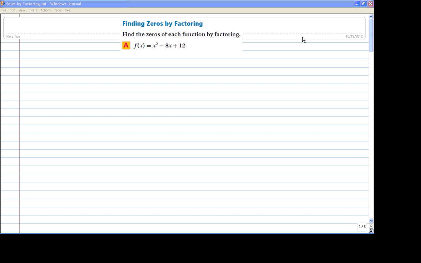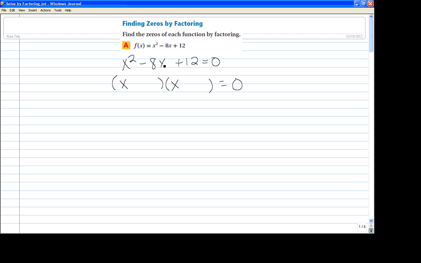function by factoring. So if I have f of x equals x squared minus 8x plus 12, the first thing I want to do is set that equation equal to 0. So I will have x squared minus 8x plus 12 equals 0. Now I want to factor this left-hand side. So if I factor that, I'll have to think what multiplies to positive 12 but adds to negative 8. Well, that's negative 2 and negative 6.